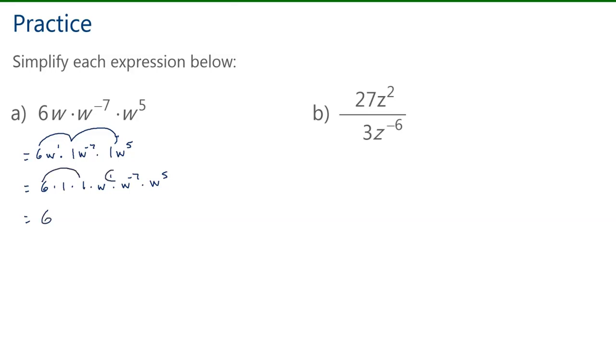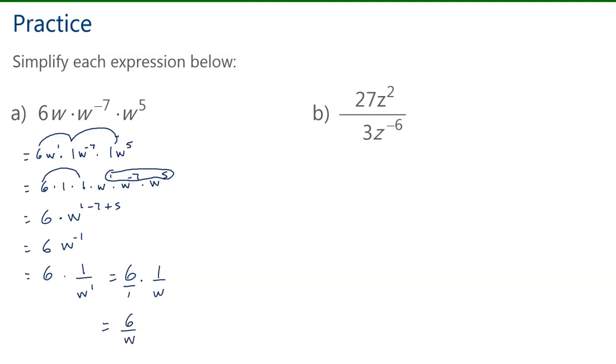And now all we need to do is add these exponents here. So it'll be times w to the 1, subtract 7, plus 5. So we are now at 6w to the power of 1 subtract 7 plus 5, which is negative 1. We can't leave it like this because it's a negative exponent. So that's 6 times 1 all over w to the 1. What this is really is 6 over 1 times 1 over w. My final answer is 6 all over w.